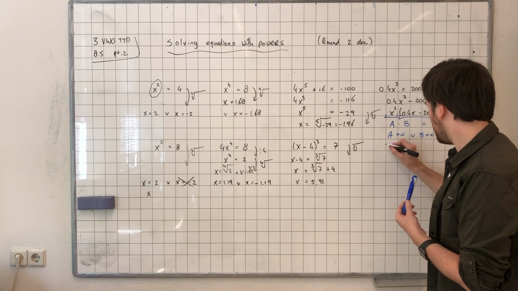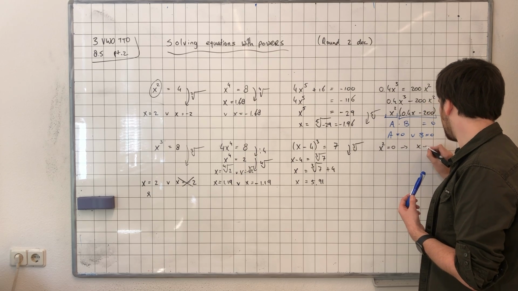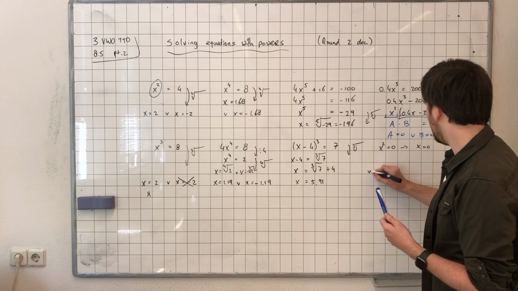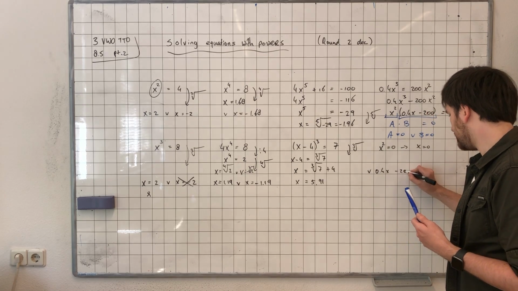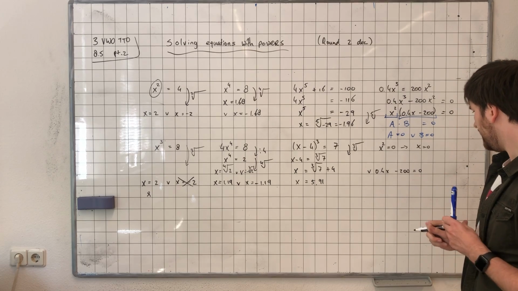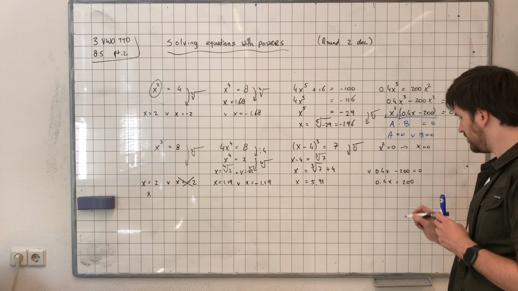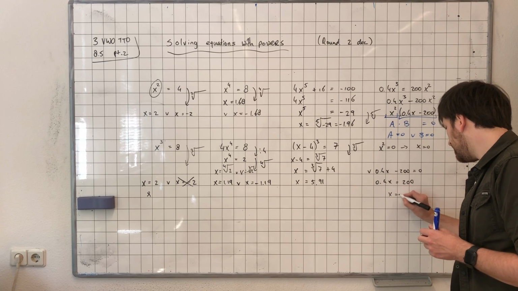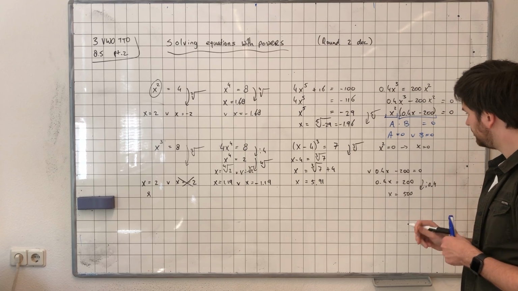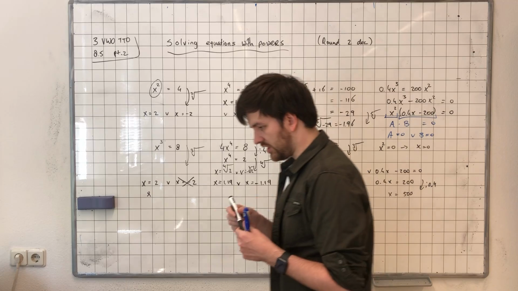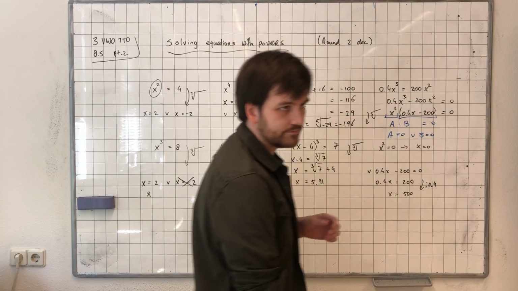If x squared is 0, then x is just 0. The other possibility, 0.4x minus 200 is 0. If that's the case, then 0.4x is equal to 200, which means that x is equal to 500 divided by 0.4. Well, these are several examples, and hopefully after watching these examples you're able to do this yourself as well.